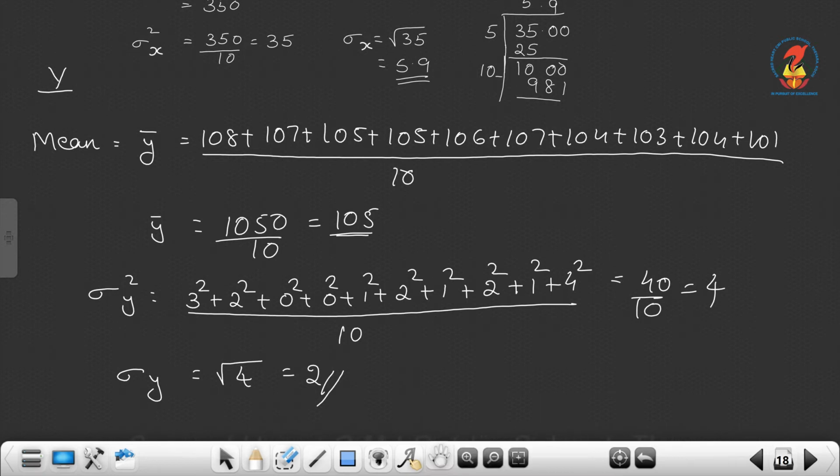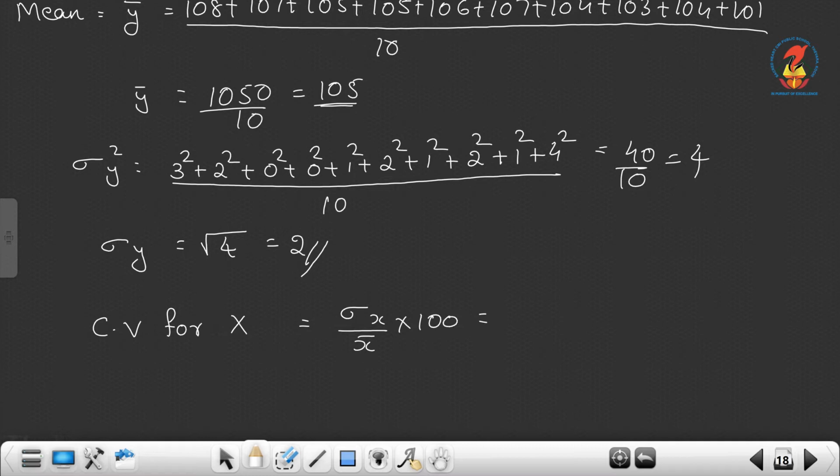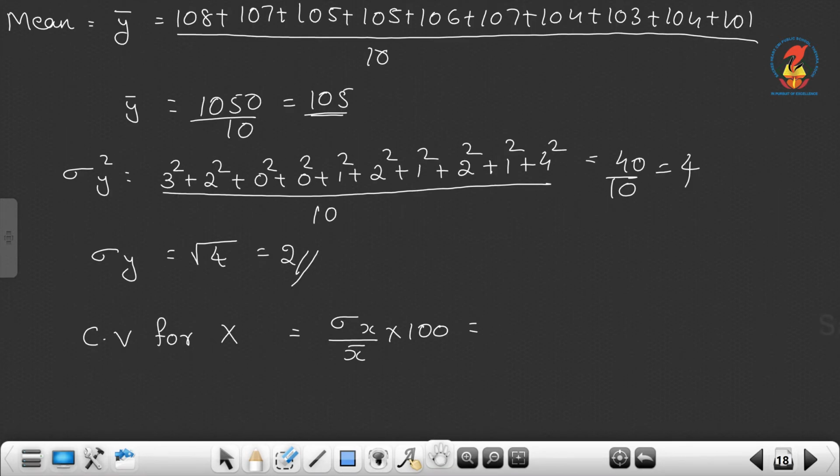Now we have to find CV, CV for x and CV for y. Sigma x by x bar into 100. Sigma x is 5.9.